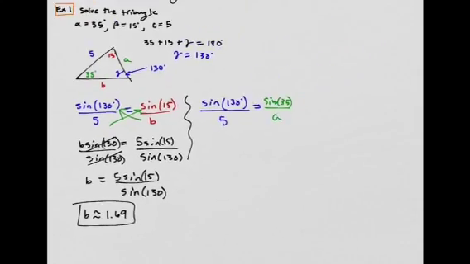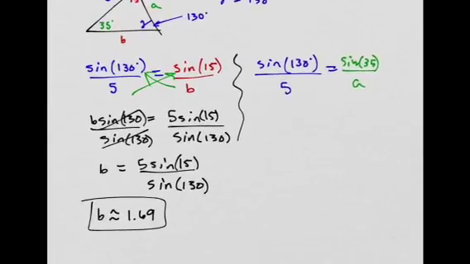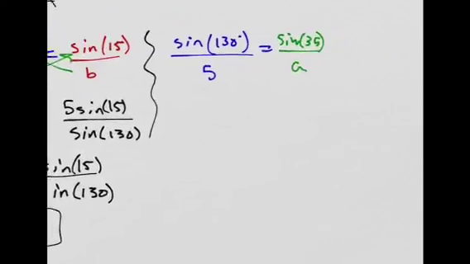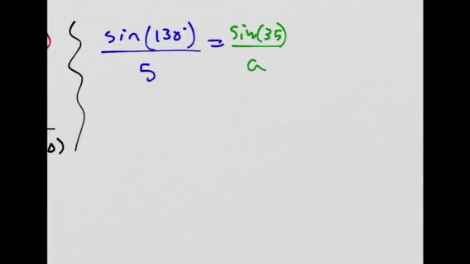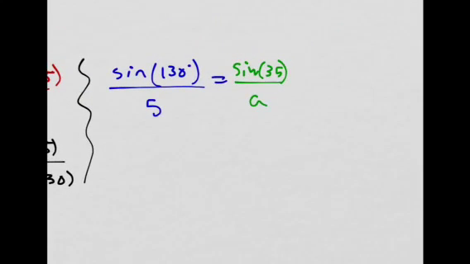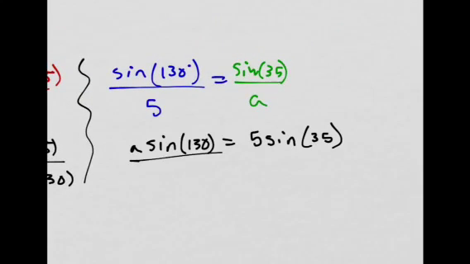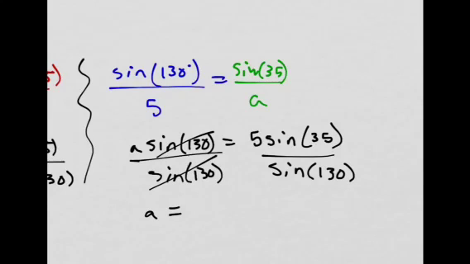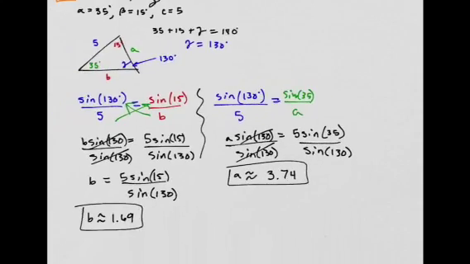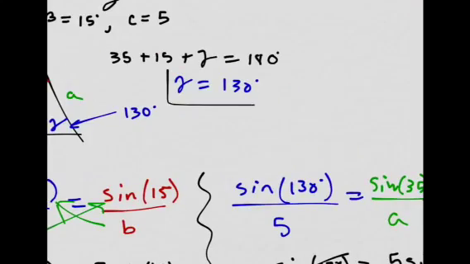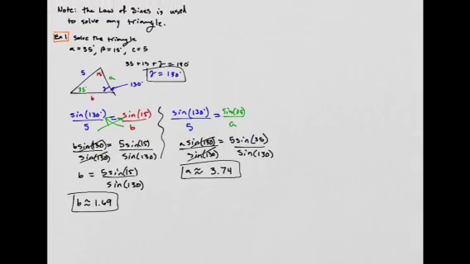It says solve the triangle, so that means I need to find all angles and all side lengths. And I'll do that over here as well. Same idea. Cross multiply. Divide by sine of 130. So that means A is approximately 3.74, and I found the rest of the values that I needed to solve the triangle. It's very easy.